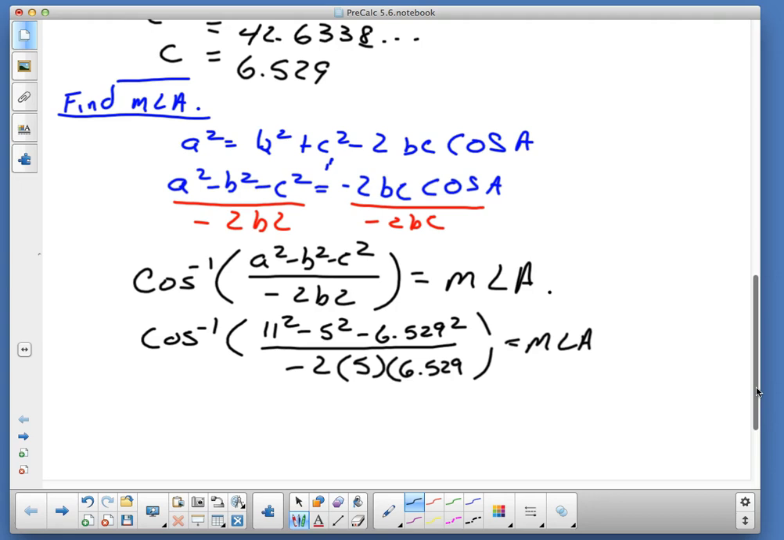Okay, and how I found it, again, algebra. I just manipulated and solved for the measure of angle A. Okay. Now hopefully we're popping that out and we get that the measure of angle A is 144.832.